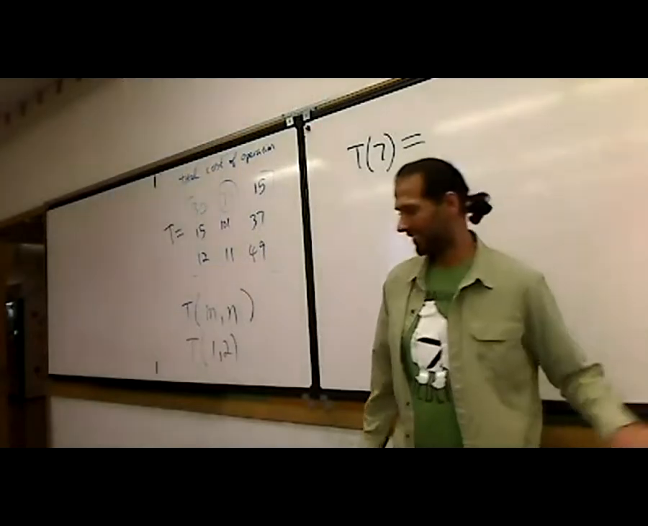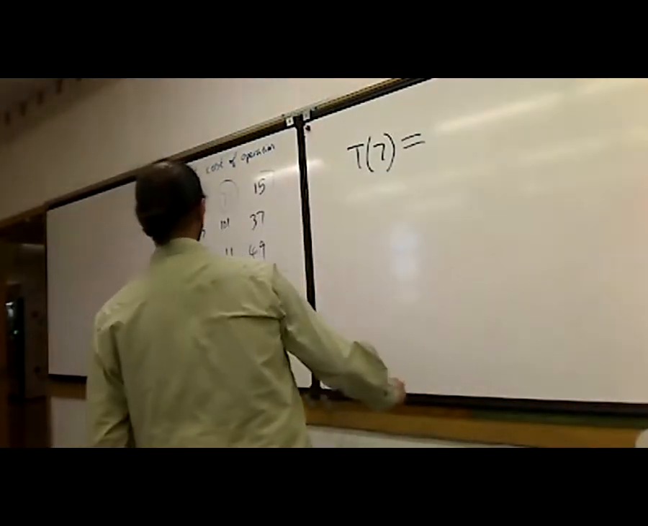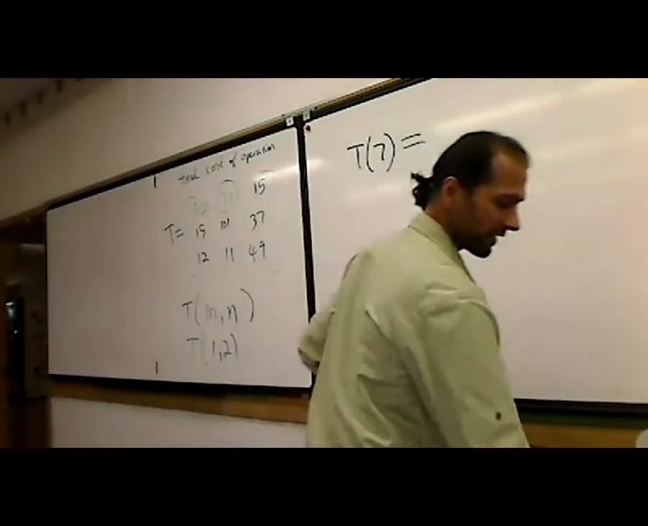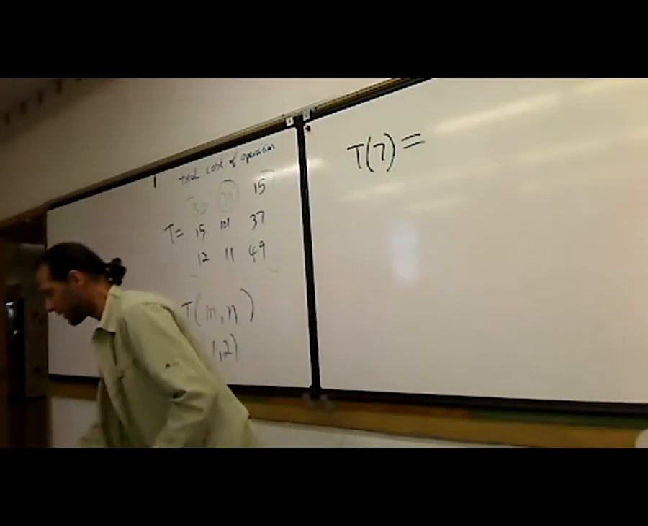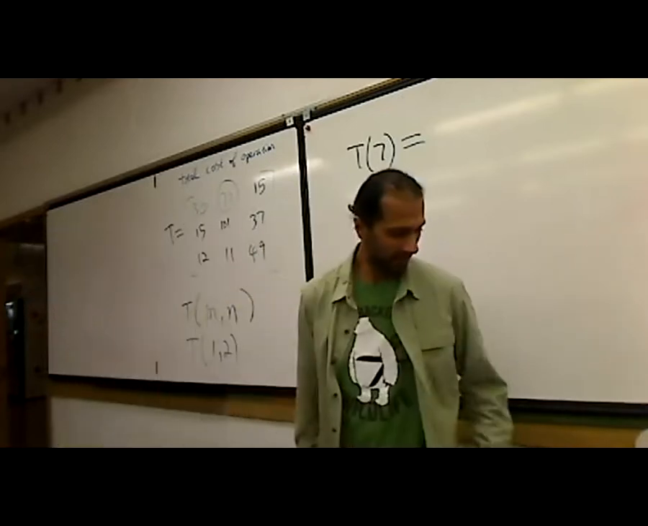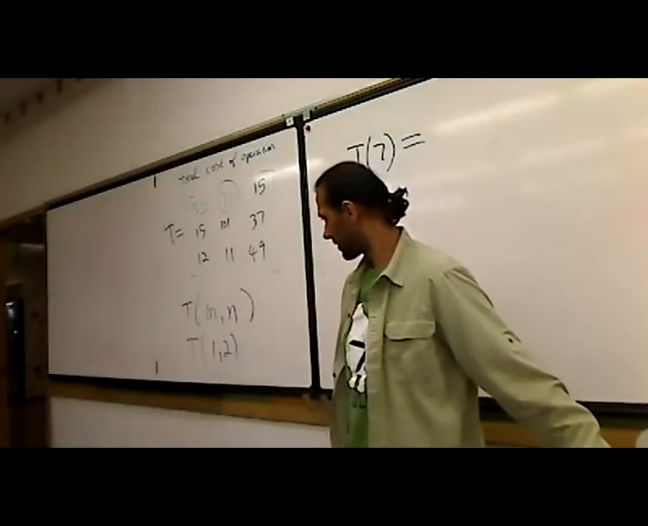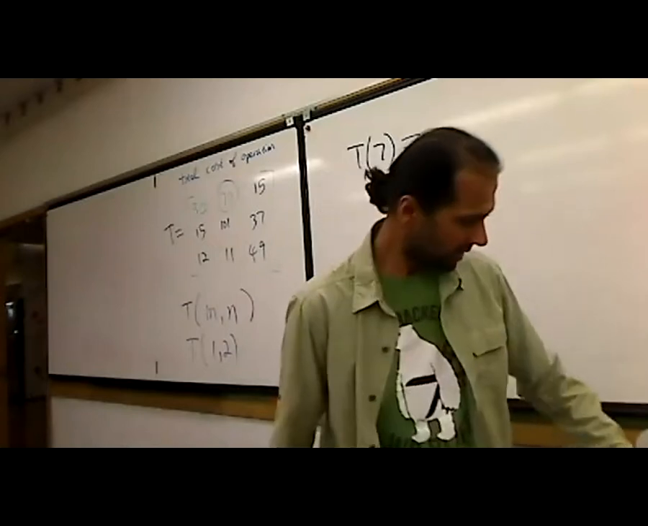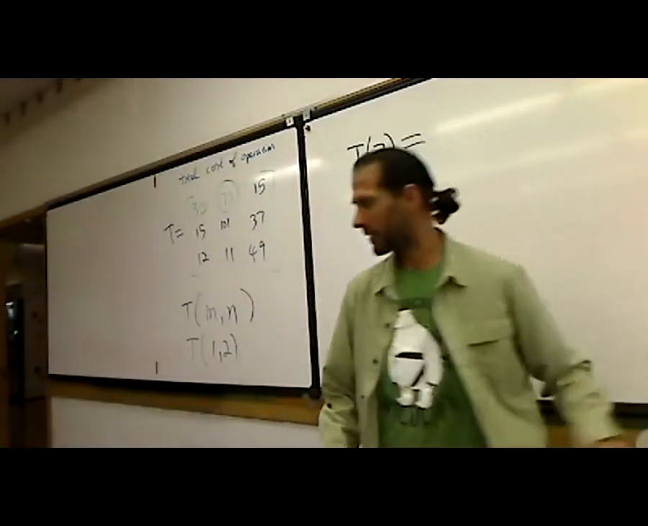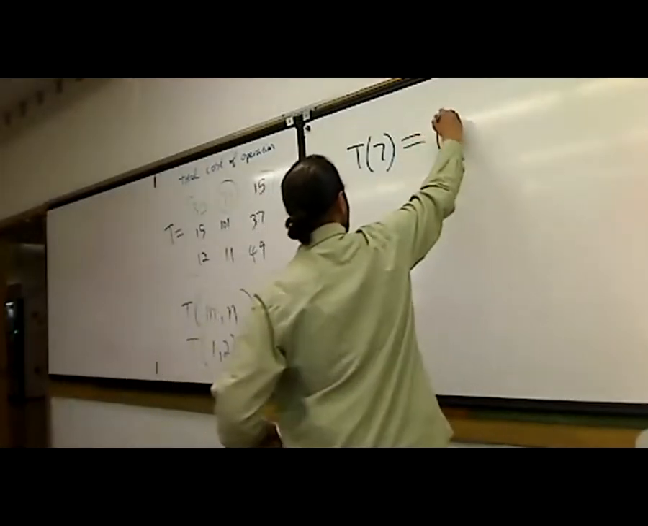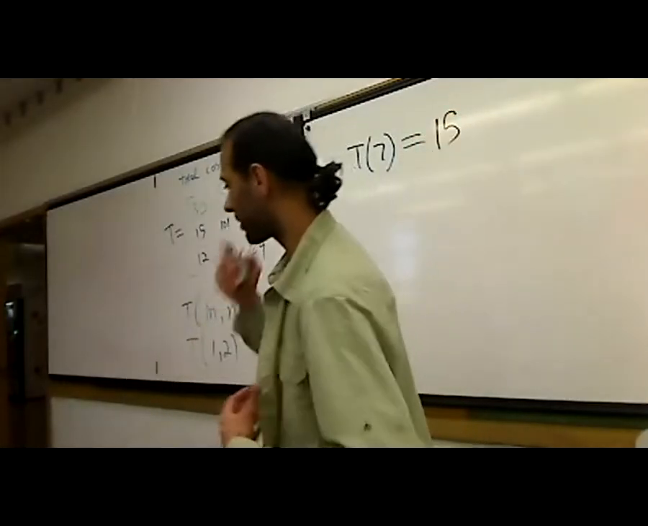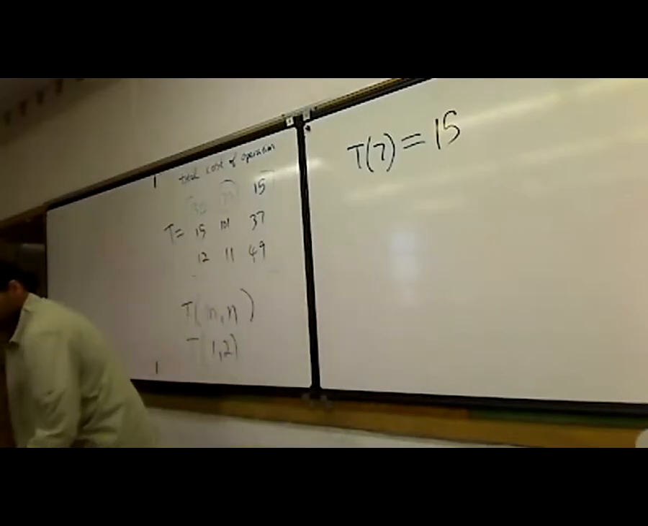So T7, 15 in this instance. What does T of 7 in this example come out to be? 15. Yeah. I didn't write it yet. So you can unwind your matrix like so.